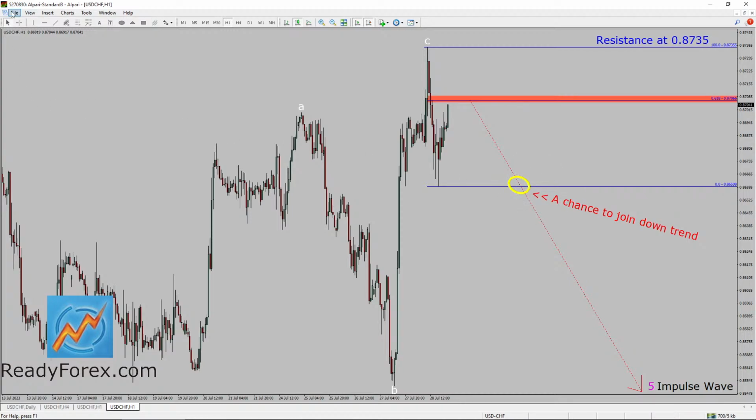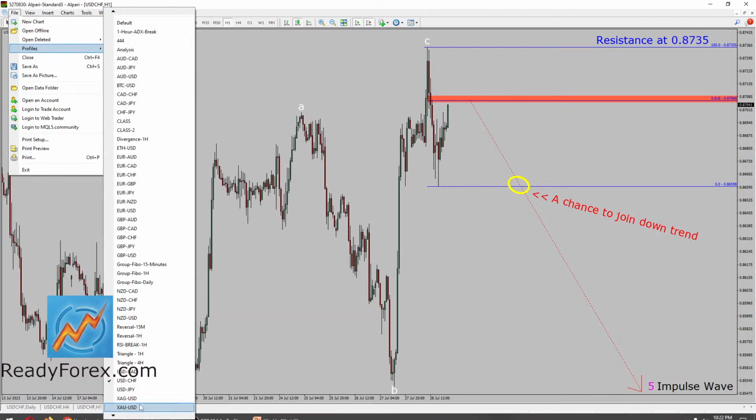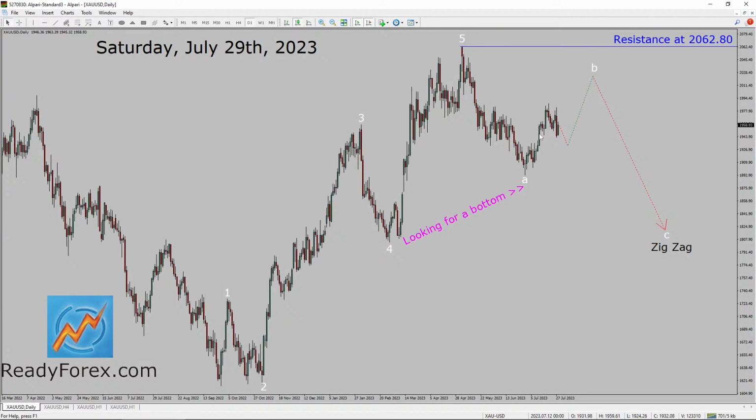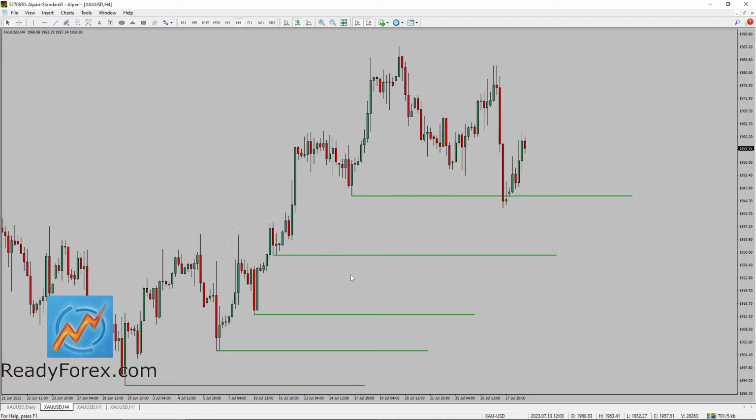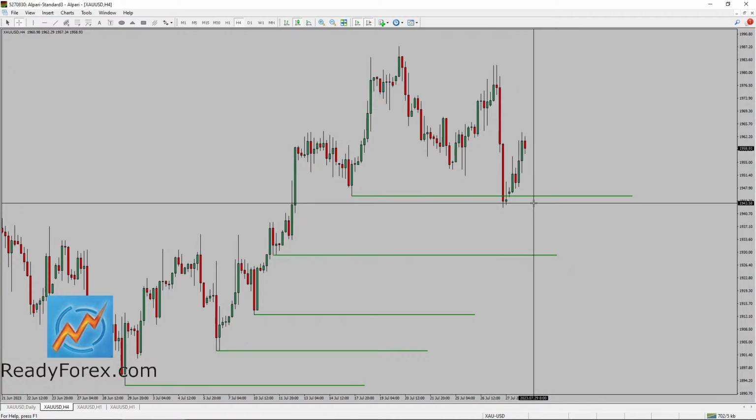Next, let us take a look at spot gold, right over here. This spot gold is most likely going to move sideways and then probably rise up to print bullish wave B. That's what I'm looking at in spot gold. If you take a look at the 4 hour time frame, it took out the most recent swing low over here, and the way I see, I think it's going to remain sideways for the time being.